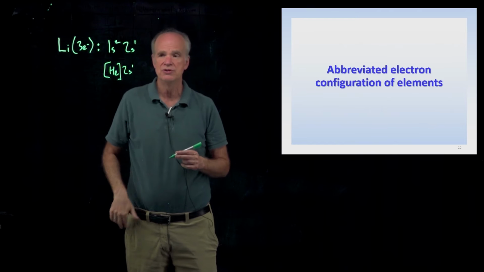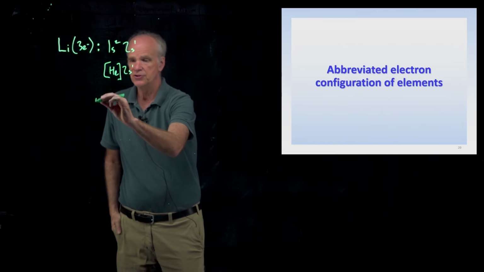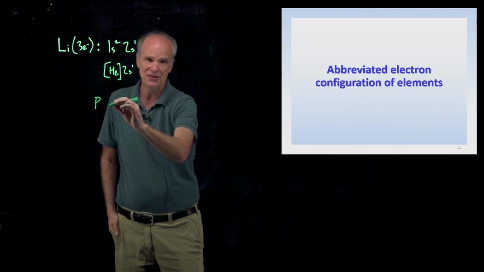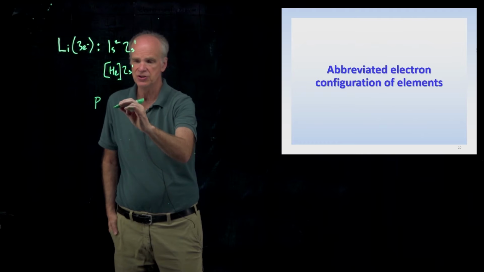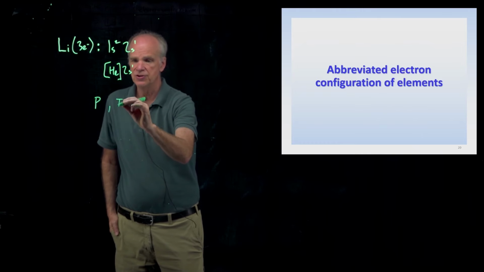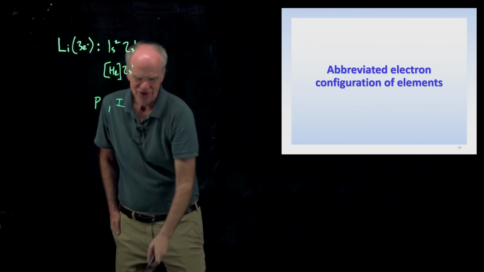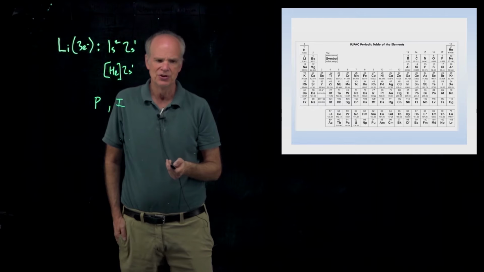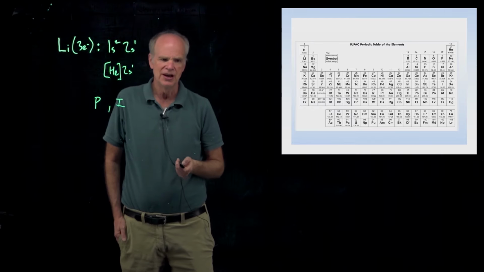What we're going to do next is figure out the configurations for phosphorus using this abbreviated configuration, and then we're going to do iodine. However, you're going to see I need a periodic table for this, so let me blow up the slide.